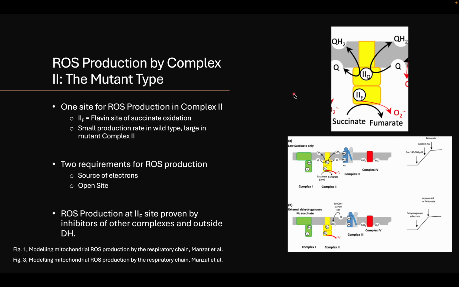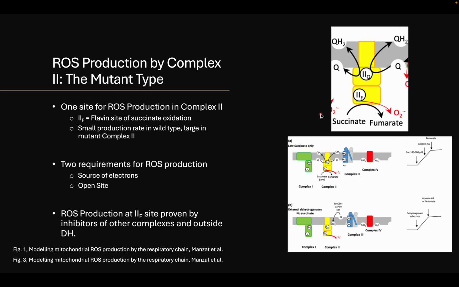There are 2 requirements for this, though. The first of which, there has to be a source of electrons, namely succinate. And the other requirement, the site has to be open, namely for the superoxide radical to be produced. Now, this ROS production at site 2F is supported through both inhibitors as well as concentrations of succinate.